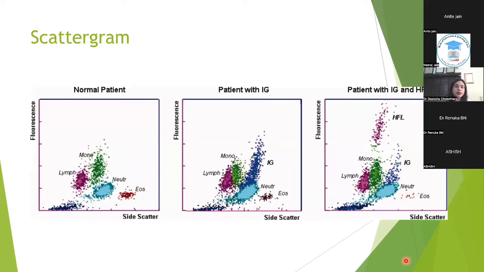Now here you can see a scattergram of a normal individual. Here we have a patient with a band over the neutrophil band of IG, that is immature granulocytes. And here we have a patient with immature granulocytes as well as high fluorescent lymphocytes.